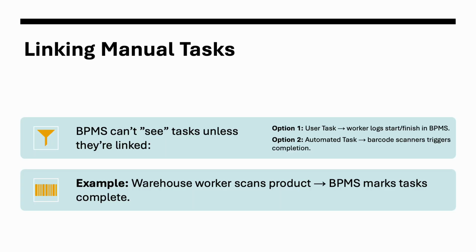Now let's think about those manual tasks. Even though a BPMS can't physically pack a box, it still needs to know that the packing happened before moving on to the next step in the process. We have two main ways to handle that: turning the manual task into a user task or an automated task. The first one, user task. The worker logs into the BPMS and marks the task as complete. Think of it like checking off a to-do list. The second one, automated tasks via devices. Imagine a barcode scanner that tells the system the product is picked and packed. This way, even though the task is manual, the BPMS stays in the loop and can keep the process flowing.